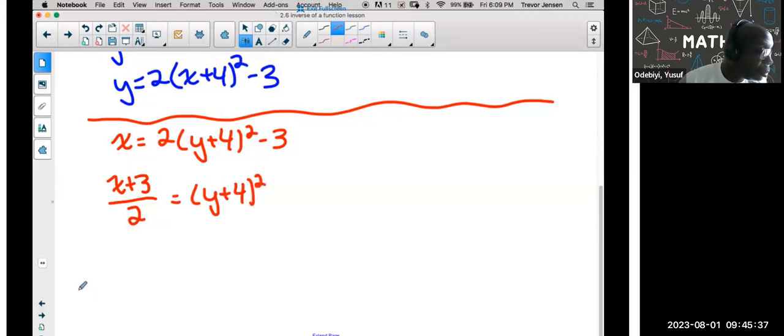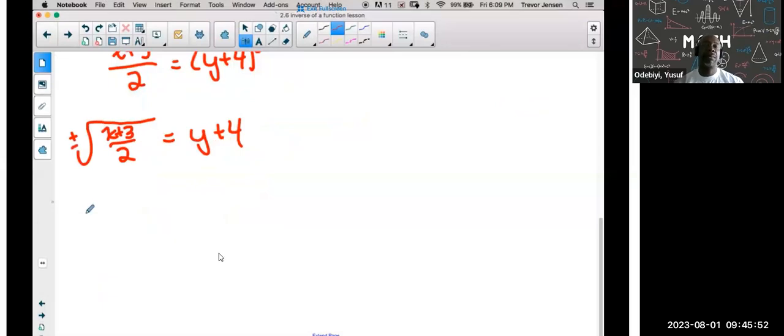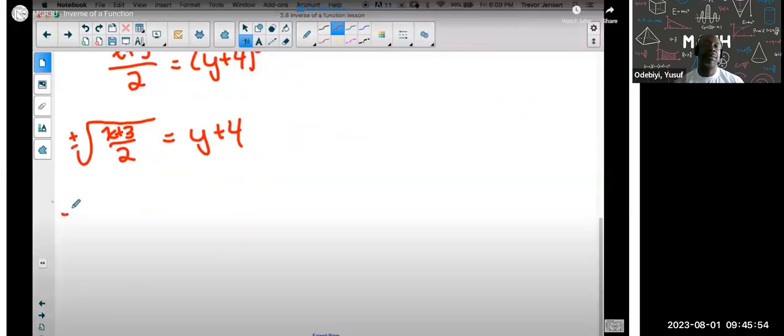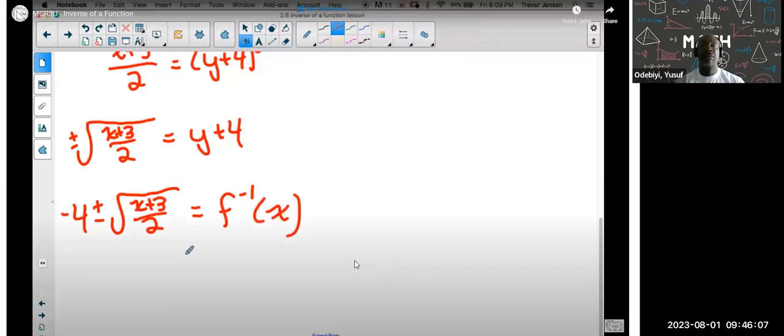And now I'm going to have to move the squared over. And remember from before, we're going to have to consider the plus and the minus, both options, when we square root this, so that we get the entire function and not just half of it. And then lastly, you'll move that plus 4 to the other side. It becomes a minus 4. I'm going to put it in front. So negative 4 plus or minus the square root of (x plus 3) over 2 is equal to y. Y is now by itself, so I can write the inverse notation, inverse of f at x. Okay, so that's the inverse of that function.